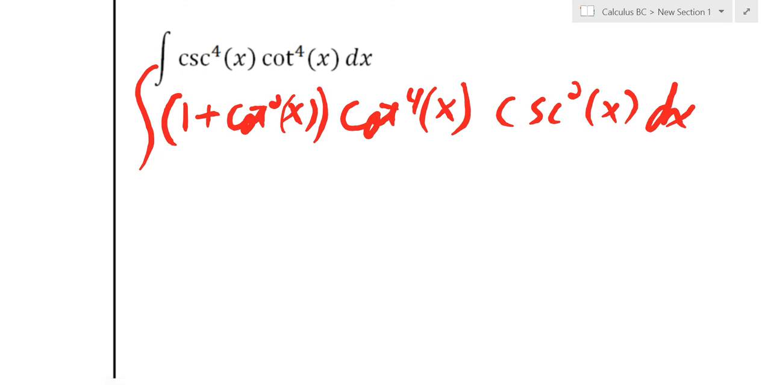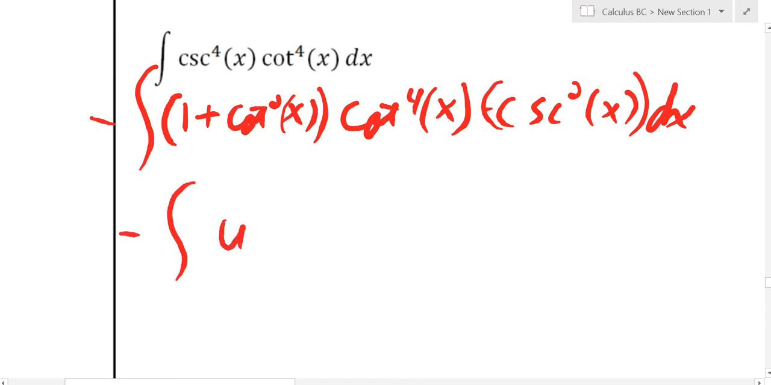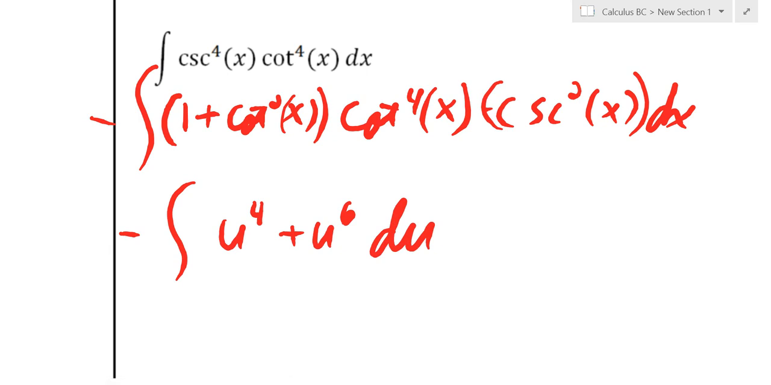And then u is cotan, du is negative cosecant squared. So we've got to put a negative in there, which means there's a negative up front. And we just get negative the integral of u to the 4th plus u to the 6th du. Are there any questions on what just happened? It was magic. It was good.